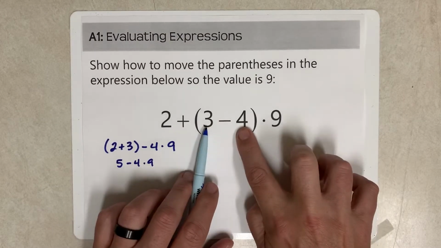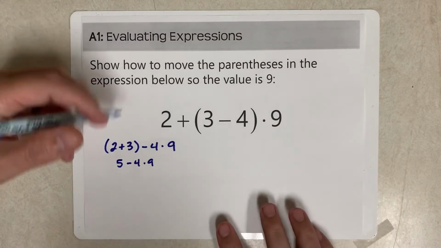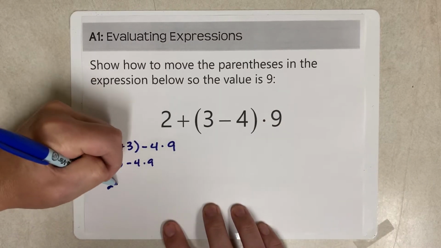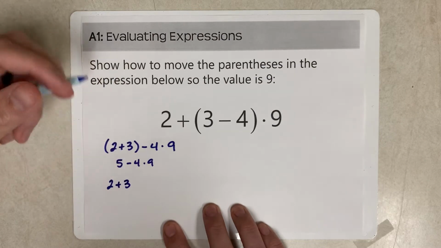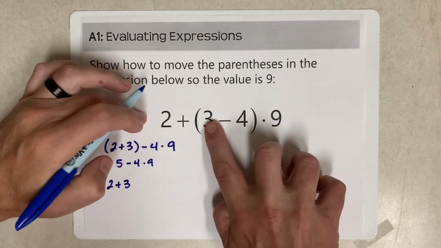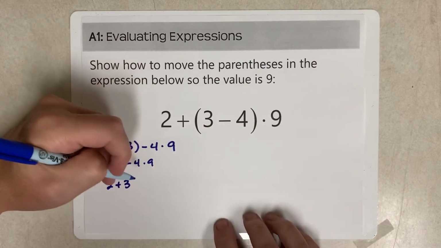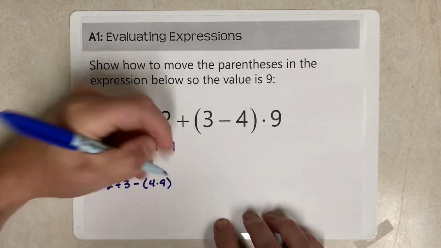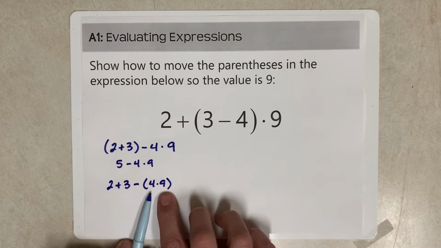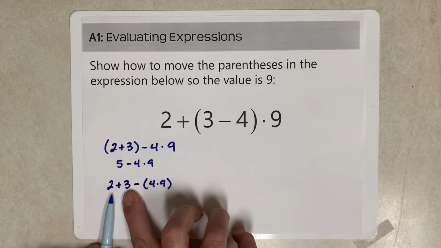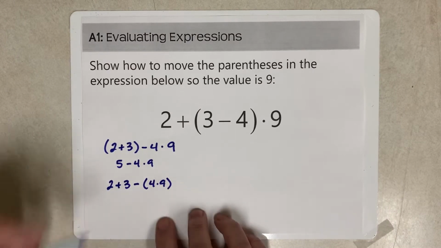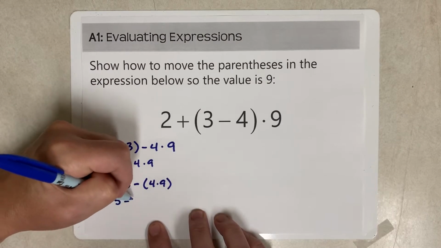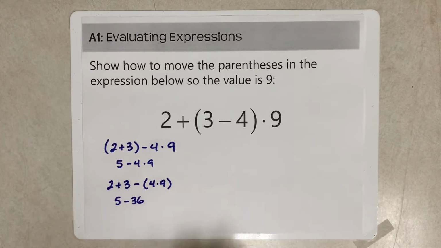What if I move the parentheses here? So let's take a look at that one. 2 plus 3, and then let's say I move the parentheses, and this is going to be kind of weird. If I make it minus 4 times 9 like that, I'm going to get 36 here and a 5 there. That's really not going to help me out either, because if I do that, I'm going to get 5 minus 36, and I'm kind of still just like where I started, right? So I'm not helping myself out any.